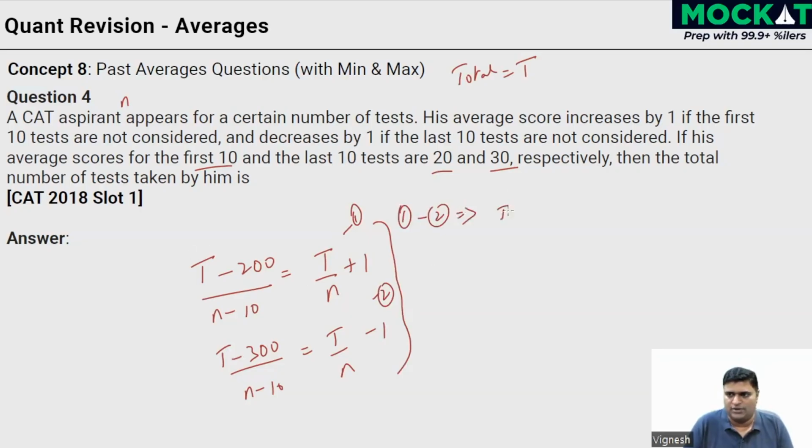T minus 200 minus of T minus 300. So minus T plus 300, divided by n minus 10, equals T by n cancelled. 1 minus of minus 1 is plus 2. Now T and T are getting cancelled over here. Minus 200 plus 300 is 100. So this comes to 100, and 100 divided by 2, I'm getting 50 over here.